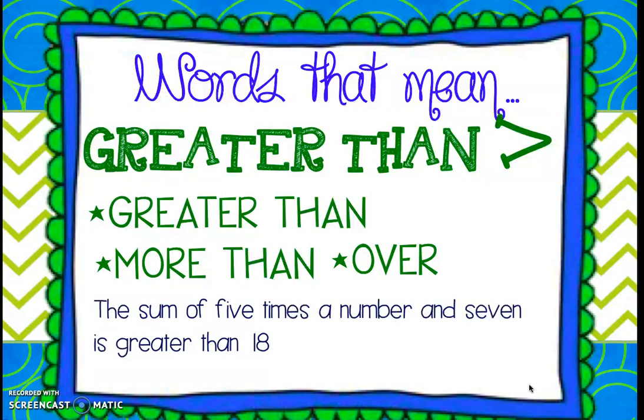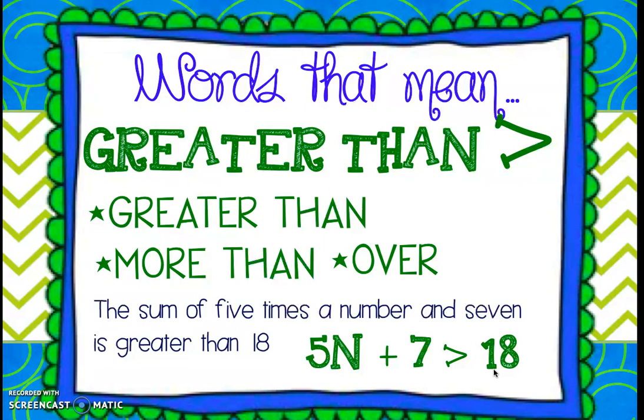It says the sum of 5 times a number and 7 is greater than 18. Okay, so we know 5 times a number is 5n. The sum tells us to add 7, but our sign says is greater than. So instead of our equal sign, that's where we're going to put our inequality symbol, is greater than 18. Okay, now those are pretty straightforward.